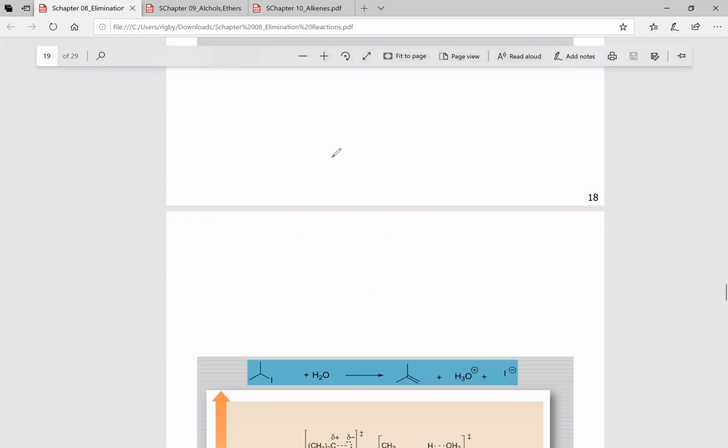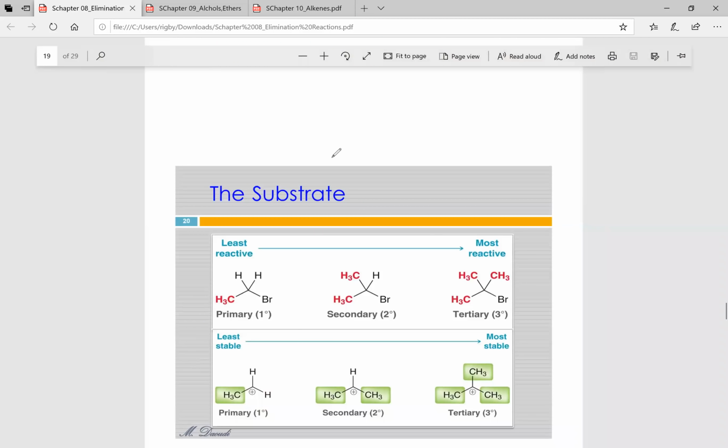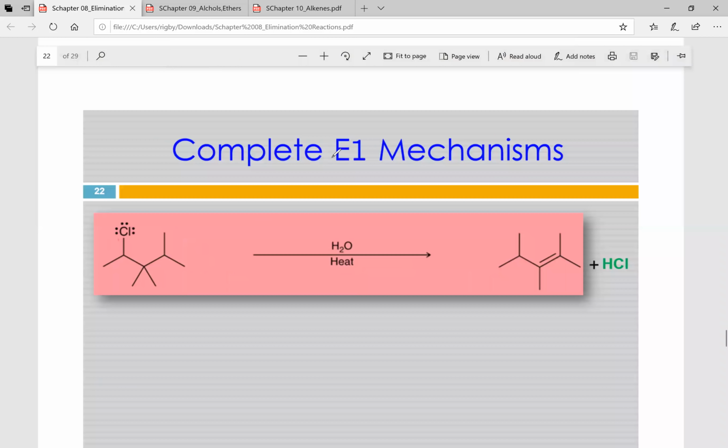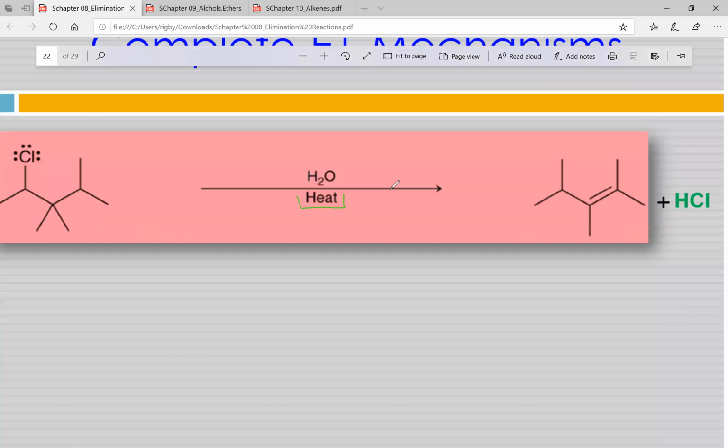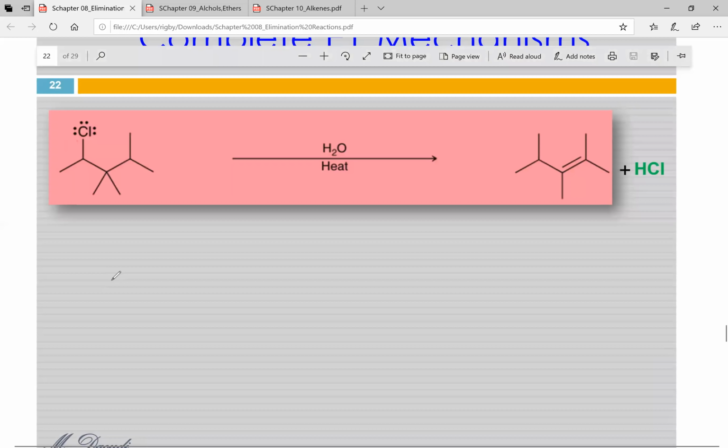So let's continue on really quickly. Back to this. Like I said before, SN1 and E1 will always occur simultaneously, but if there is heat being put in, it's going to favor the elimination. Okay? So the first step of E1 and SN1 is that the leaving group leaves, and we end up with a carbocation.